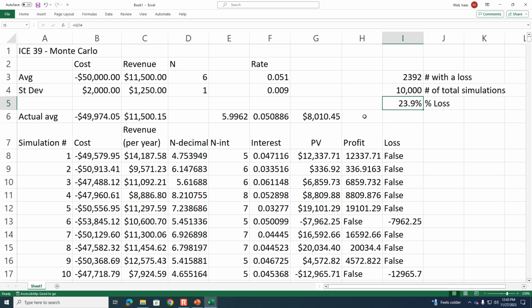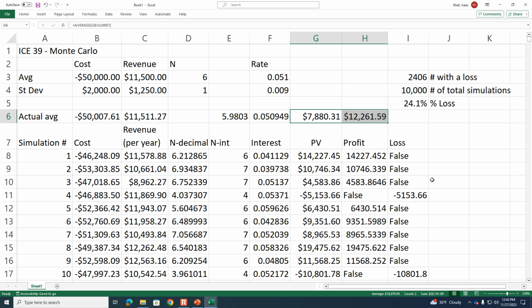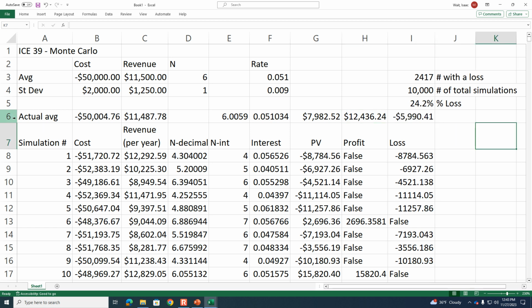What about the average when it's profitable? Let's do the average. Since we're just calculating averages on this, I think we can drag it to the side and it will ignore the times where it says loss, I think. And so when you have a profitable outcome, the average is around 12,000. And when you have a negative outcome, the average is around minus 6,000.